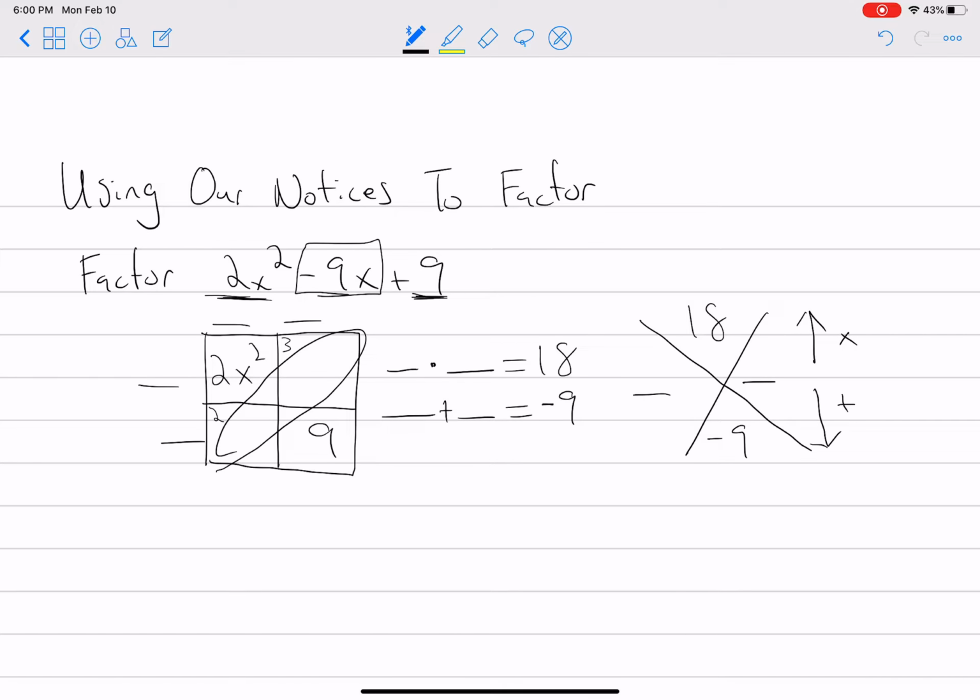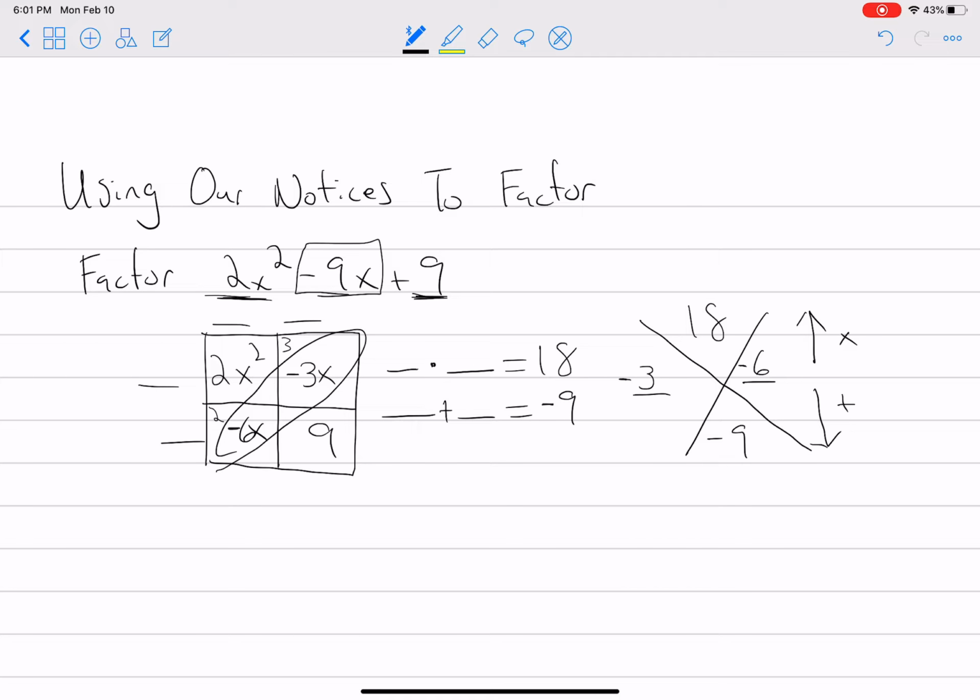You figure out what those 2 numbers are. Cool. Hopefully you just did that and you were like, well, let's see. 1 times 18 is 18, but that's not going to give me 9. 2 times 9 is 18. That's not going to give me 9. 3 times 6. Ooh. 3 times 6 is 18, but it's not negative 9. But negative 3 times negative 6 is positive 18, and negative 3 plus negative 6 is negative 9. Boom, surprise. That means this is a negative 3x. This is a negative 6x.